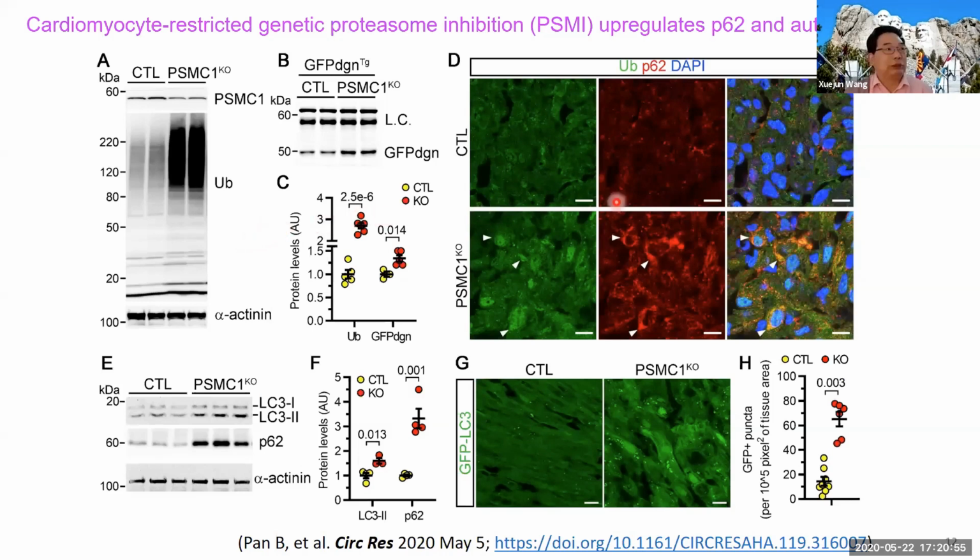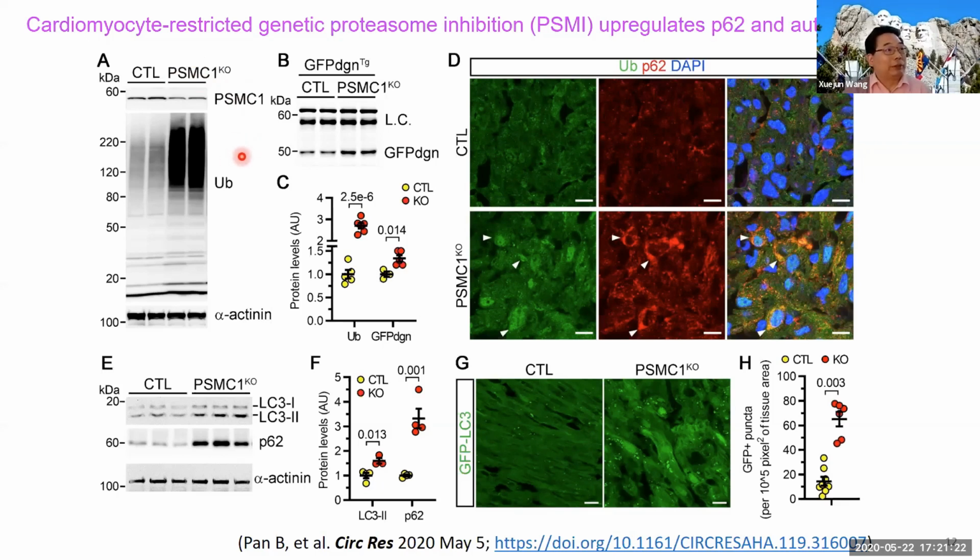So here I want to show you a cardiomyocyte-restricted genetic inhibition, a genetic PSMI, through cardiac-specific knockout of an essential proteasome subunit, PSMC1 here. PSMC1 is a 19S subunit required for proteasome assembly and proteasome function.